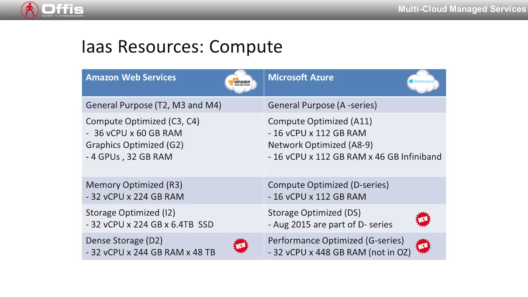And you've got your I range again. That should actually be 30. No, that's 36. That's right. Yep. Storage, and then dense storage is D2. We don't know too much about D2. It's just been made available.